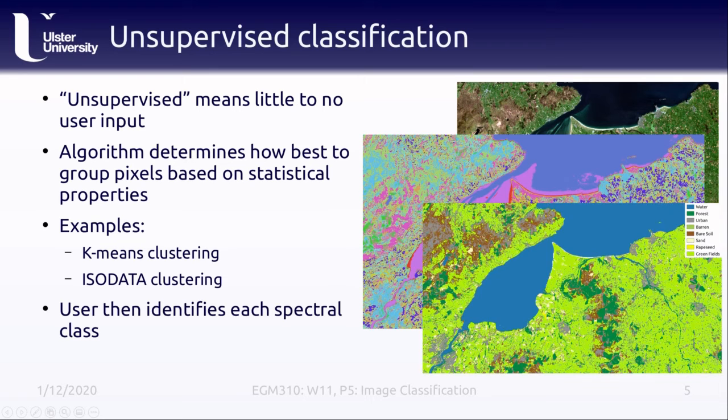The user has to actually identify what each of the different spectral classes represents. You have to give the classes meaning in order for them to be useful.